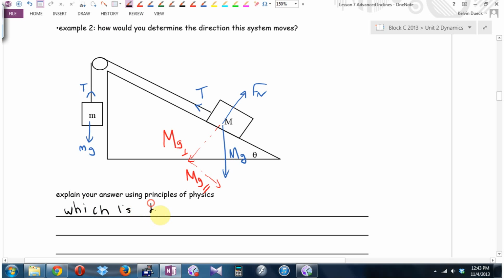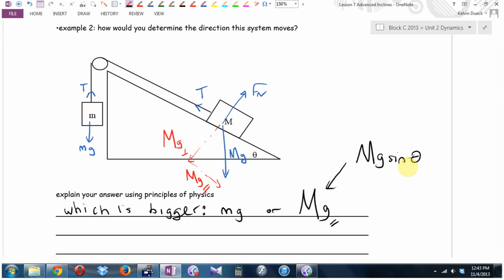So it says, how would you determine the direction this system moves? Which is bigger, little mg or big mg parallel? Which is big mg sine theta. That's the mathematical approach, if you want to know ahead of time which one is your winner. I'll be honest. I usually just make an intelligent guess. And if I'm wrong, how do I know? I get a negative acceleration, but it's such an easy fix to go back that I almost never bother crunching this ahead of time to find out. I'm pretty sure it's moving that way.